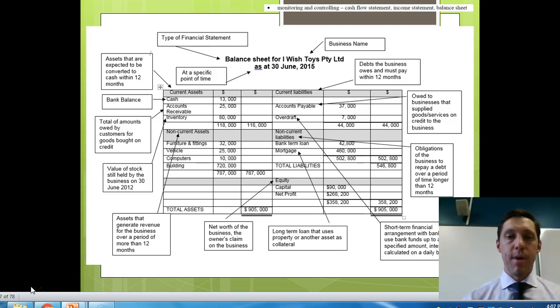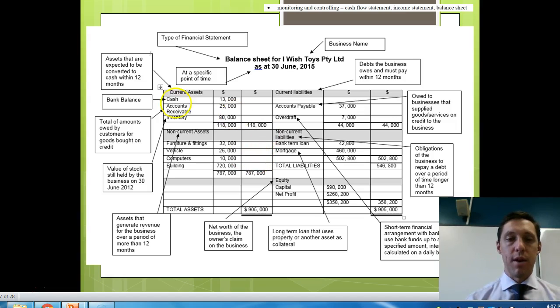Okay, so what's an example of a balance sheet? Using our same business again, I Wish Toys, here is a good example of a balance sheet. So on the left-hand side, we've got all our assets broken down to current and non-current. We've got our three main current assets: cash, stock, accounts receivable. Stock, otherwise known as inventory. And this business has $118,000 worth of those three current assets. So it is expecting that those three current assets will be converted to cash within 12 months. So that means by the 30th of June 2016 in this example.